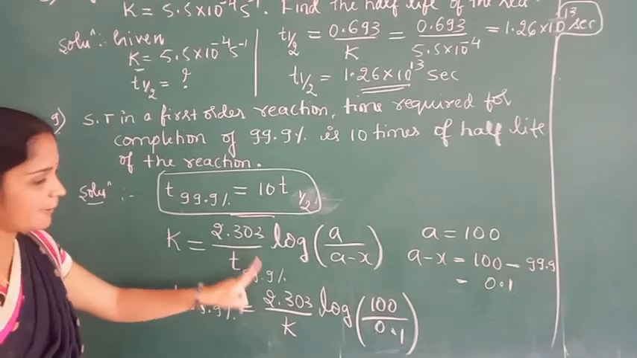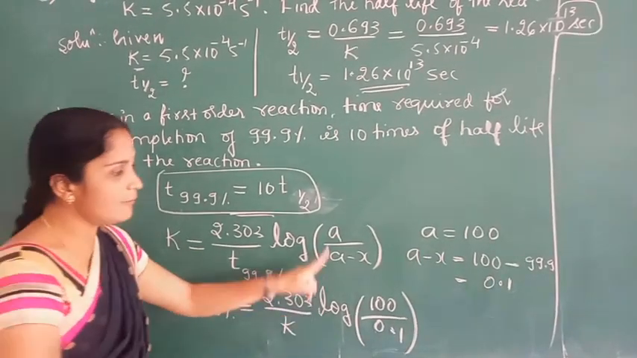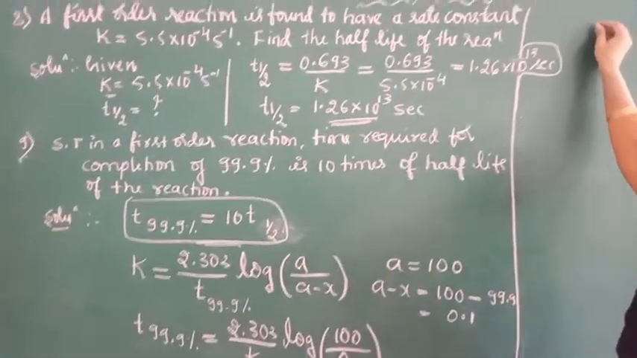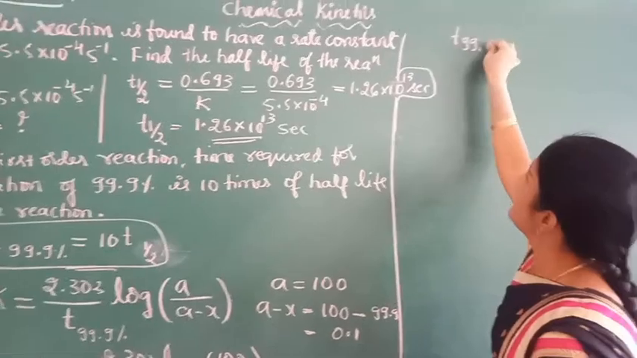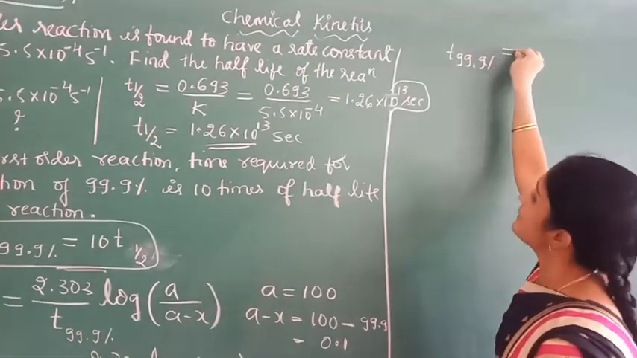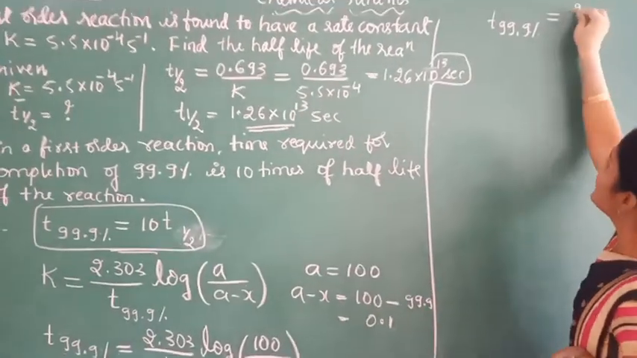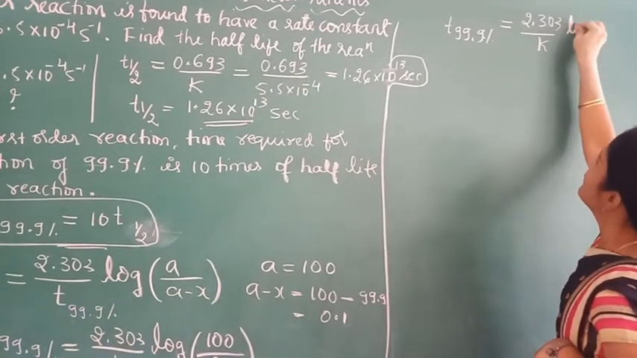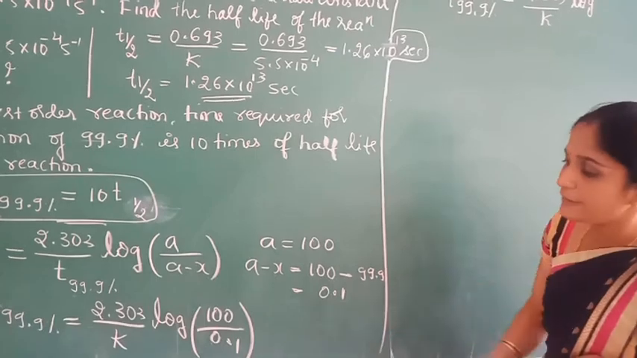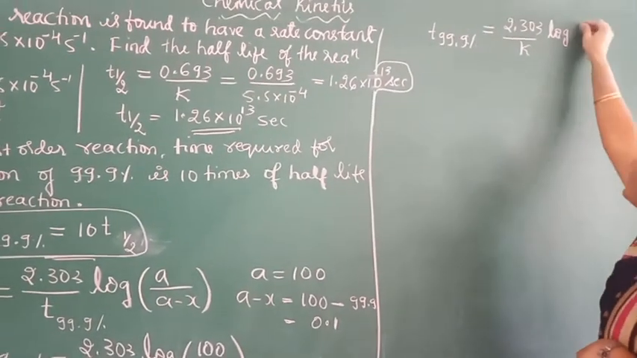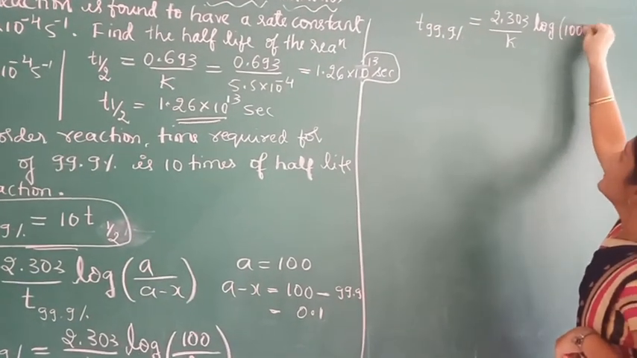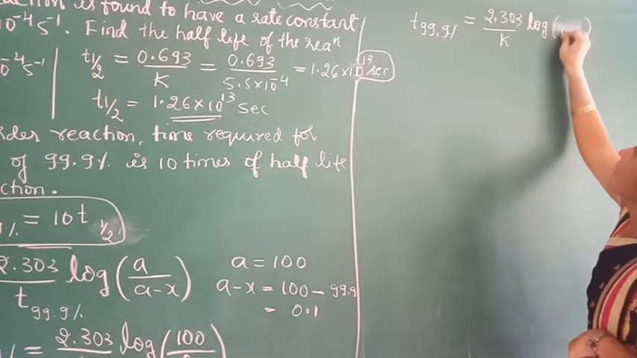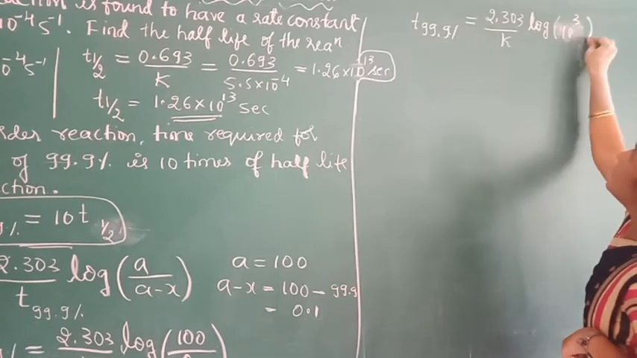That is equal to 2.303/K log of 100 divided by 0.1. Therefore we get t 99.9% equals 2.303/K log of 100 divided by 0.1, which is equal to 1000. So this 1000 can be written like this, 10 power 3.